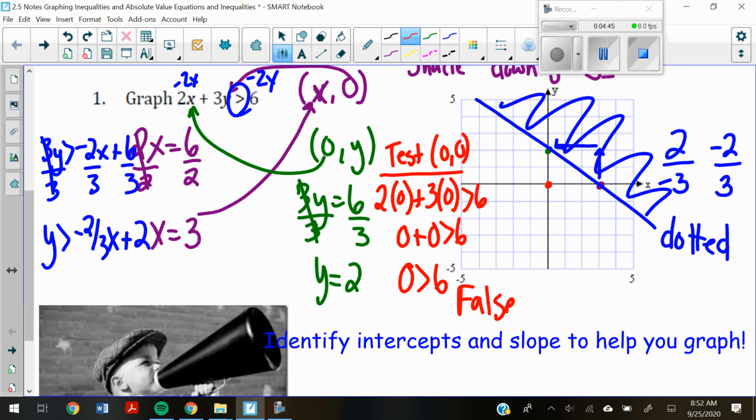So when it's false, you shade the opposite side of the line from where my test point is. So if my test point is here at the origin, that tells me I need to shade the opposite side of my line, not where my point is. So two ways to determine shading. I don't care which way you use.